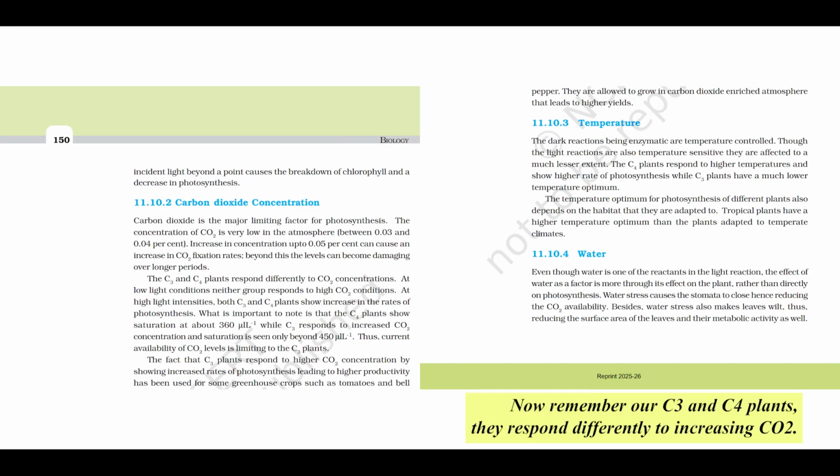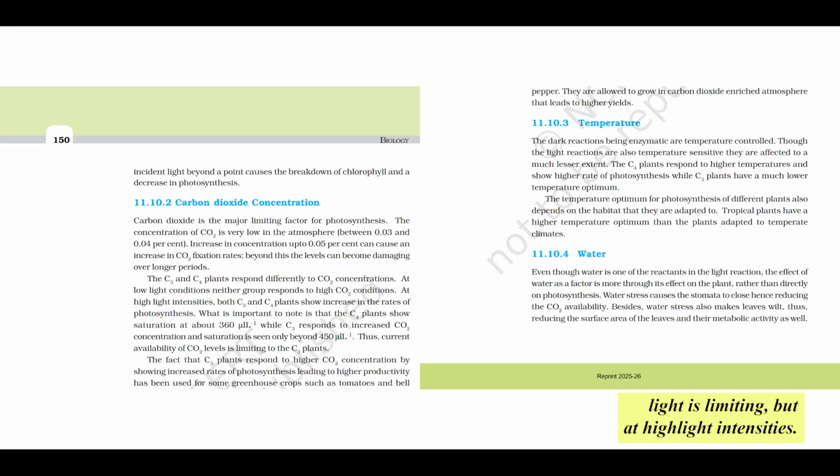Now remember our C3 and C4 plants. They respond differently to increasing CO2. Under low light, neither group responds much, light is limiting, but at high light intensities, C4 plants show an increase in rate, but they tend to reach CO2 saturation at concentrations not far above current atmospheric levels, around 300 to 400 ppm. Their CO2 pump is already efficient. C3 plants, however, continue to show increased photosynthetic rates as CO2 levels rise, often saturating only at much higher concentrations, beyond 450 ppm, sometimes much higher. This clearly indicates that current atmospheric CO2 levels are often limiting for C3 plants' potential productivity, but less so for C4 plants.